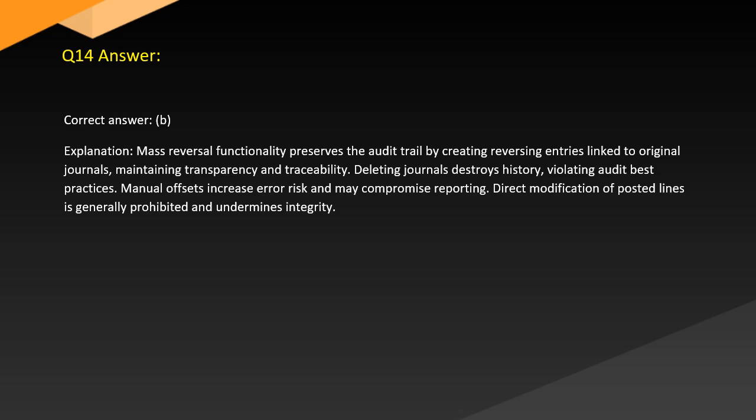Answer. Correct answer: B. Explanation. Mass reversal functionality preserves the audit trail by creating reversing entries linked to original journals, maintaining transparency and traceability. Deleting journals destroys history, violating audit best practices. Manual offsets increase error risk and may compromise reporting. Direct modification of posted lines is generally prohibited and undermines integrity.